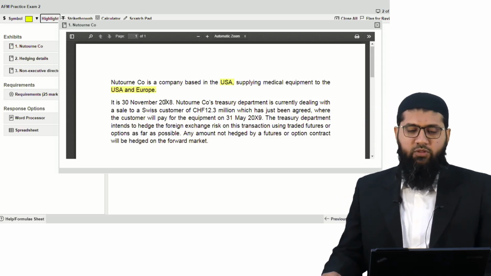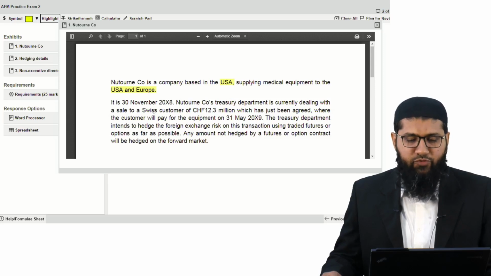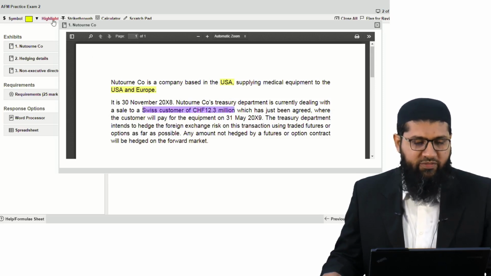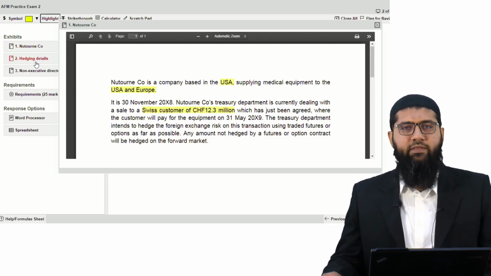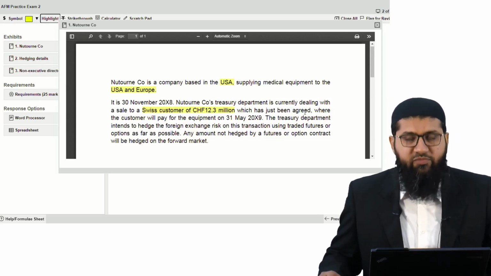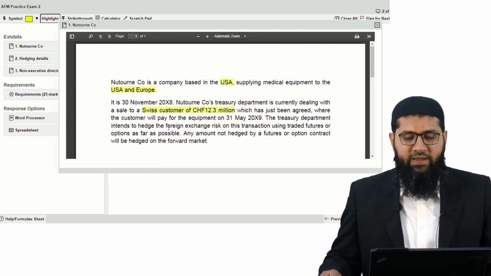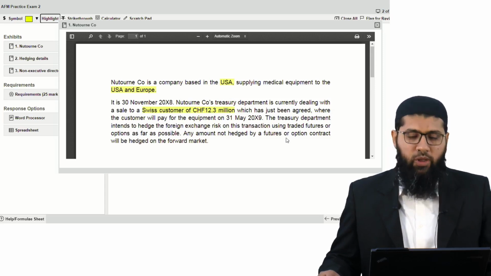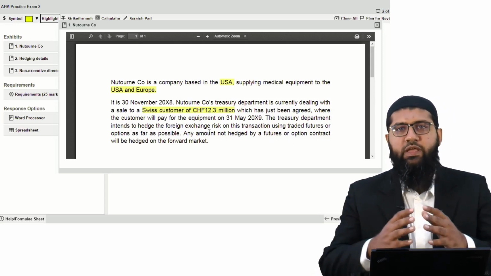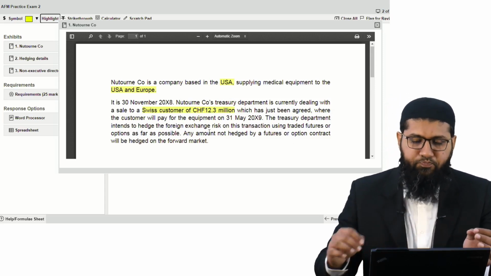It is 30th November 2008. Nouturne company's treasury department is currently dealing with a sale to a Swiss customer of CHF 12.3 million, which has just been agreed, where the customer will pay for the equipment on 31st May 2009. The treasury department intends to hedge the foreign exchange risk on this transaction using traded futures or options as far as possible.